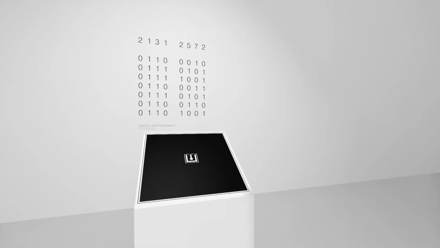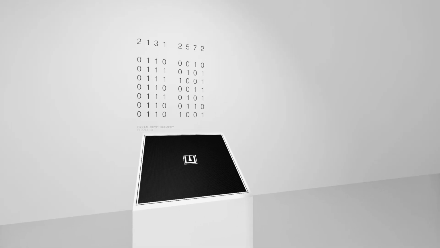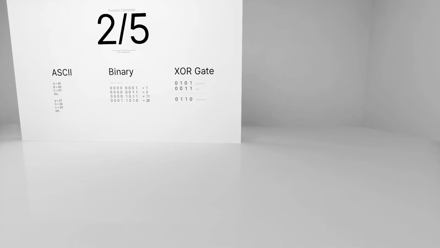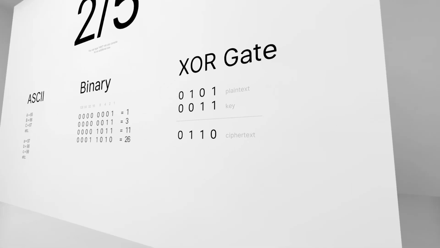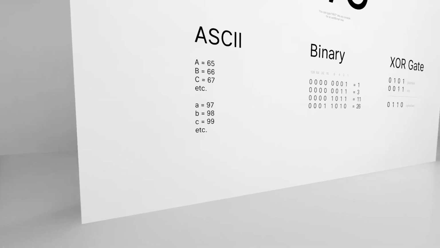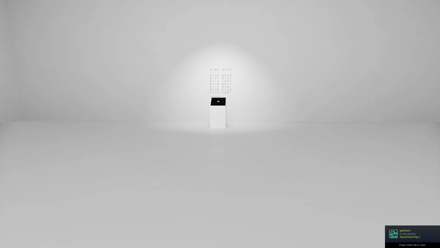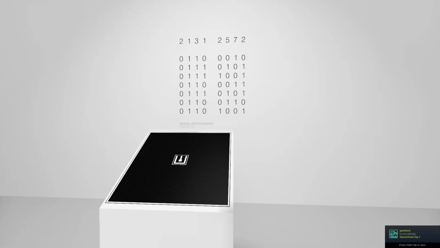Let's go back. What do we do with 2131 2572? I don't really know. What did we learn? If we have a key, we use the XOR gate. We don't have a key. Alright, I don't think we do. Maybe we should just try using those as key again for one more and see what the next letter is. Sure, let's do that.